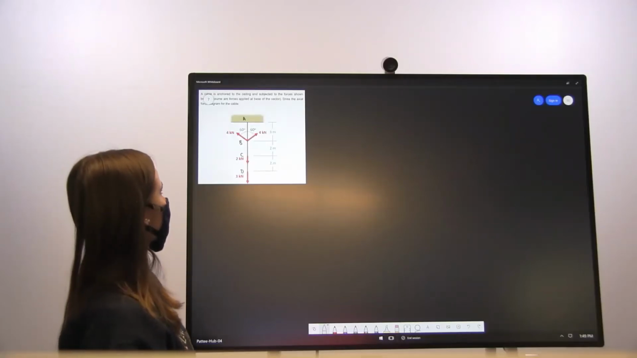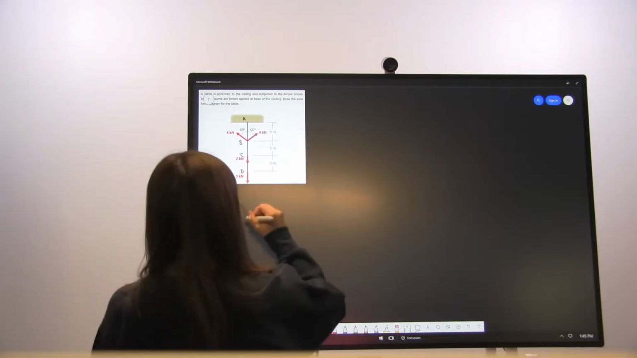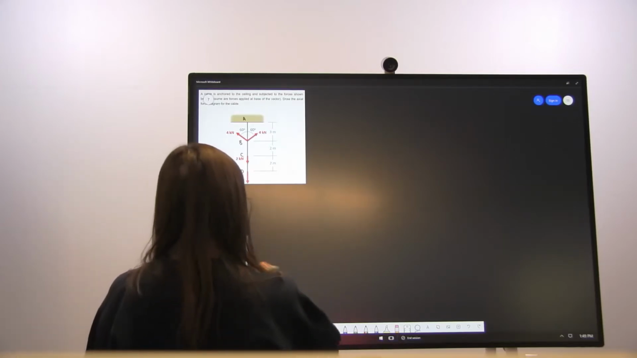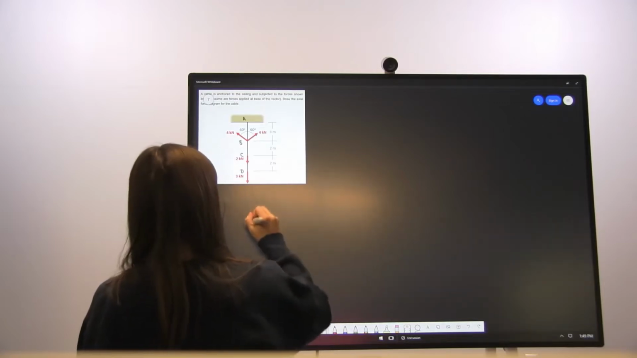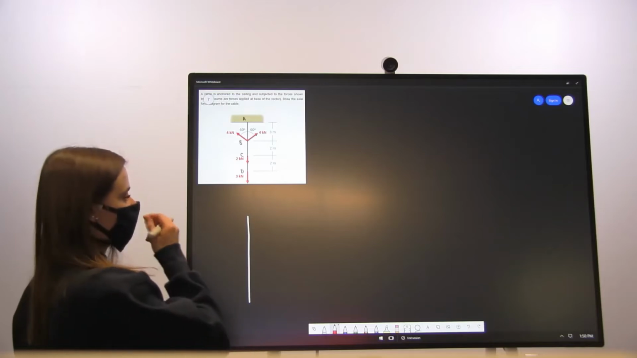So in this problem, we're asked to draw the axial force diagram for the cable. So we're going to start off by drawing our free body diagram. We're going to start by just drawing our cable, and we're going to start putting in the forces that we have.